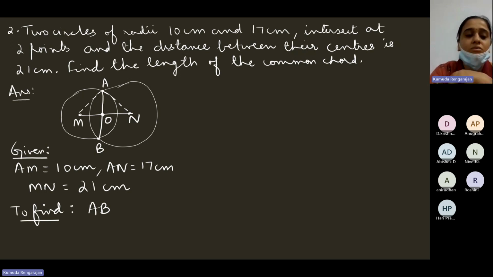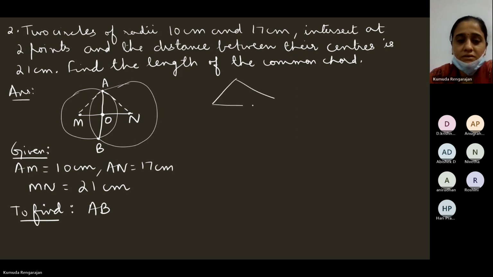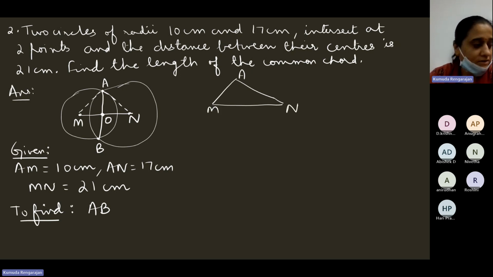Okay. And now, in this triangle AMN, we know that AM is 10, AN is 17, and MN is 21. What is MN? The distance between the centers, 21. What is AM? Radius of the first circle. AN, radius of the second circle.